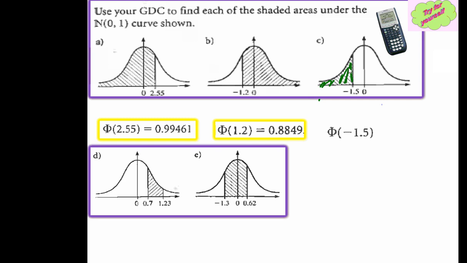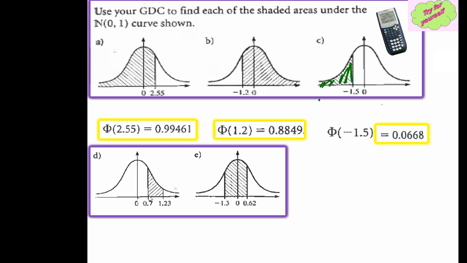Okay, something like this one, the area to the left, it's from the lower bound, so go second vars, normal CDF, lower bound is negative 1e99, and what would the upper bound be? Upper bound would be negative 1.5. And then you should hopefully get that. Make sure you're trying this on the calculator first. Now try to do these ones.